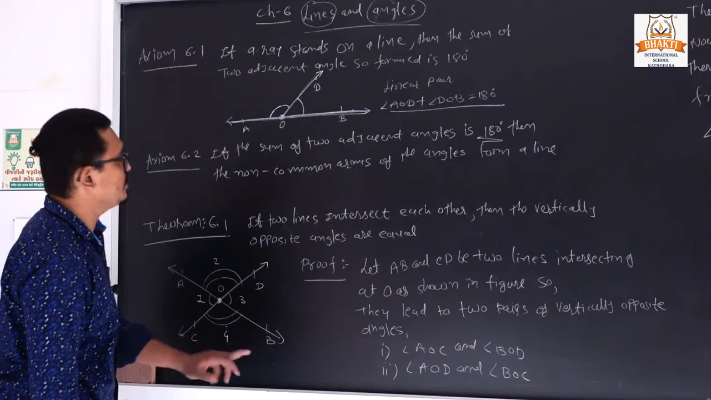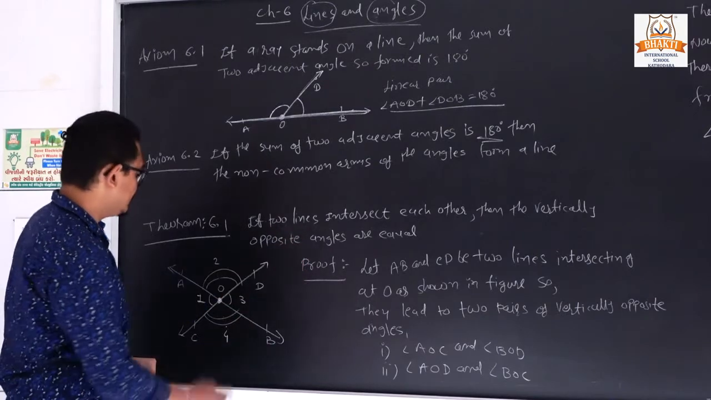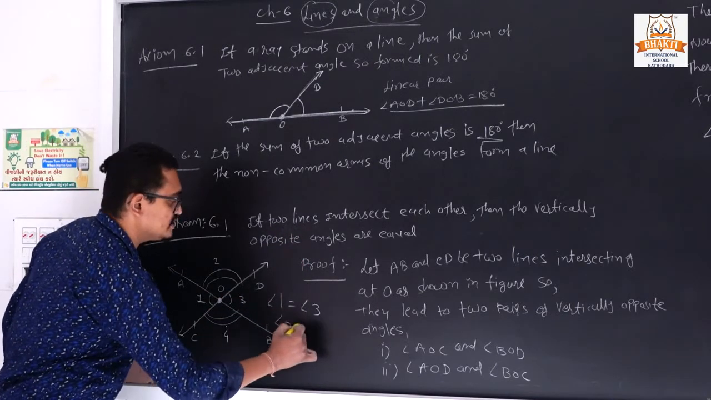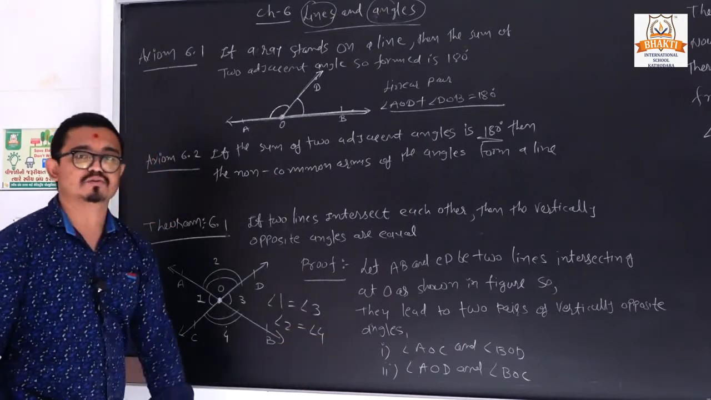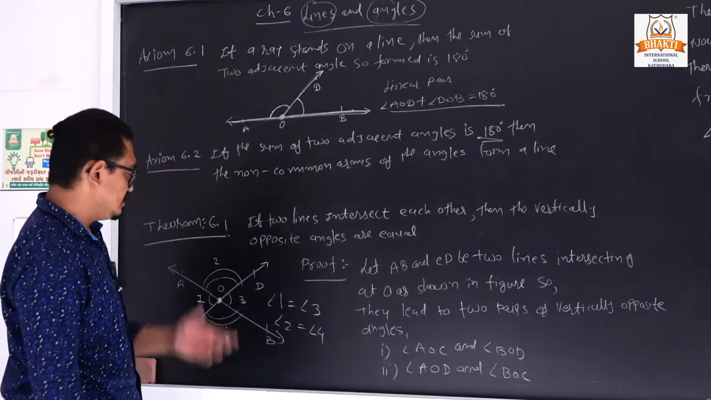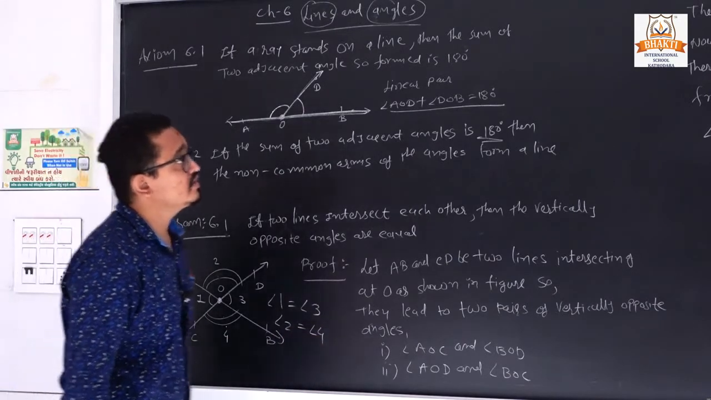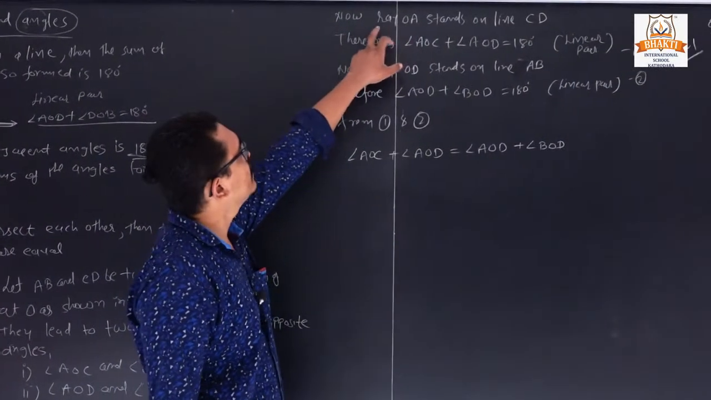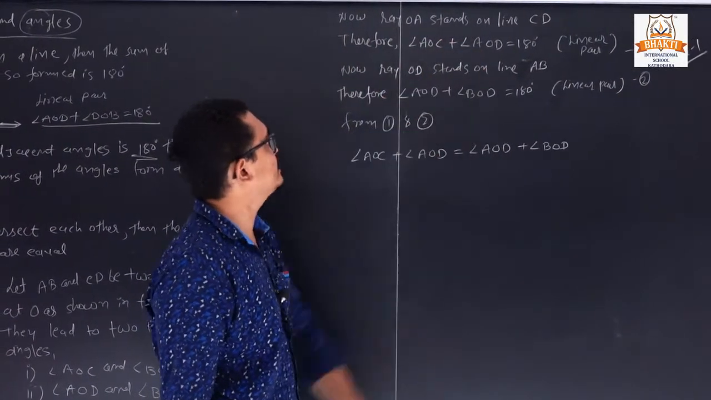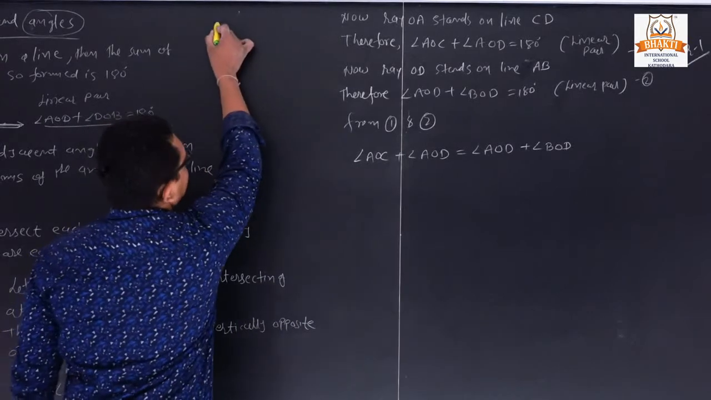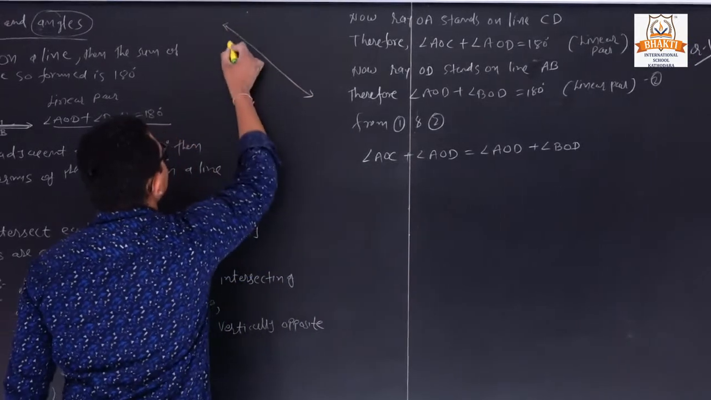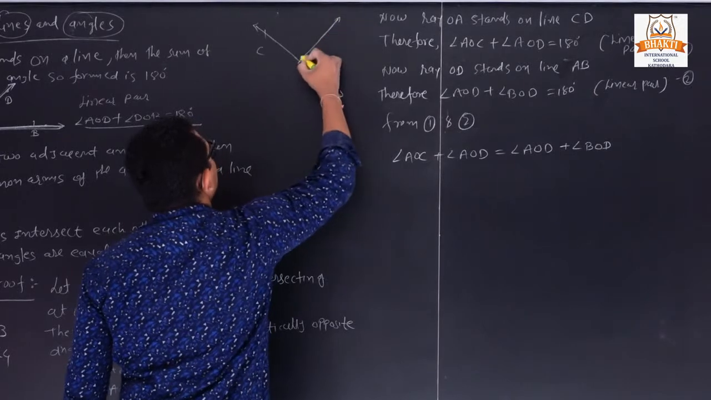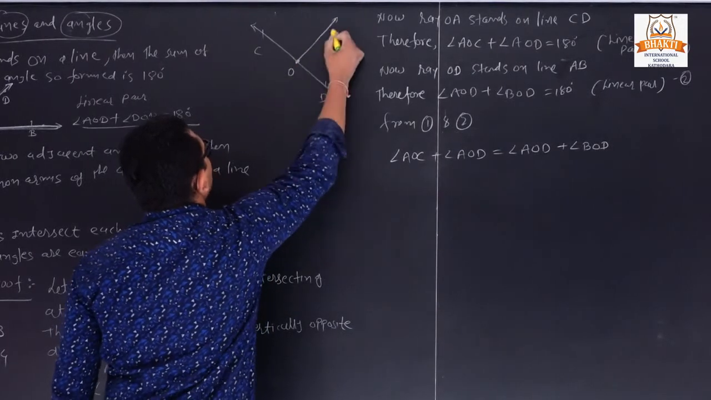Now I want to prove, according to this theorem, that angle 1 is equal to angle 3 and angle 2 is equal to angle 4. So how can we prove that? Let's start here. Ray OA stands on line CD. See, this is our CD line, and this is one ray OA.